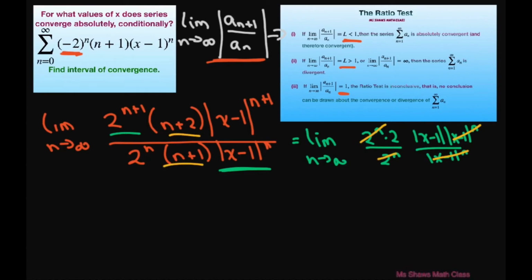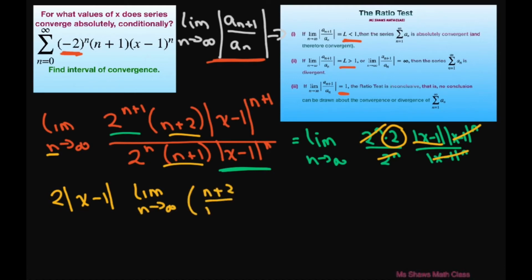So I'm going to pull this out because we're taking the limit of n. So we have 2 times absolute value of x minus 1 times the limit as n approaches infinity of n plus 2 divided by n plus 1. The degrees are the same here, so basically this is just going to equal 1. So our limit equals 2 times absolute value of x minus 1.